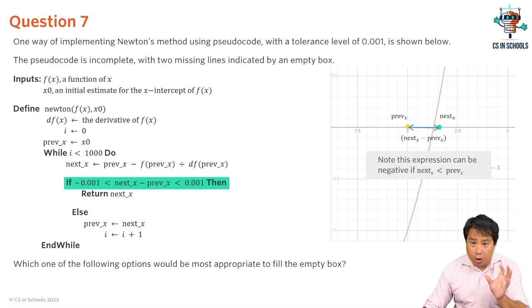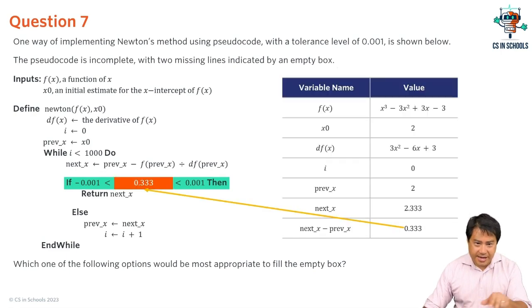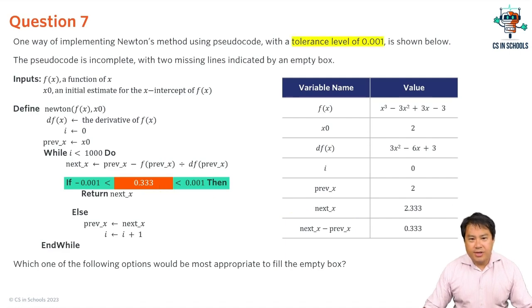Notice that this can be negative. It doesn't always have to be positive, because next x can also be on the left-hand side of previous x, which we'll see in a later iteration. Okay, but just note that that can be negative as well, and it's okay. So we're just going to take that answer and substitute it into that middle expression there. And then the last part of that line is focusing on the tolerance level.